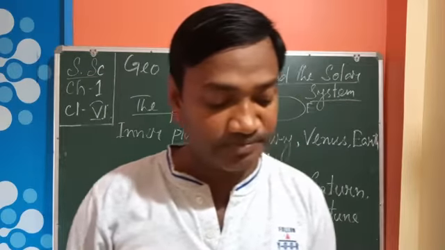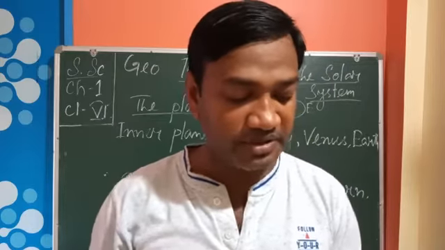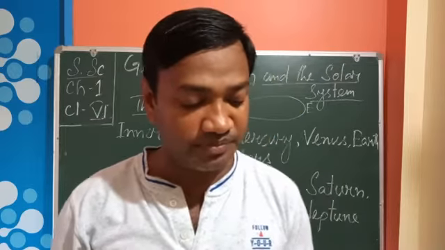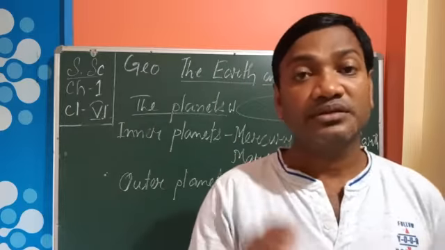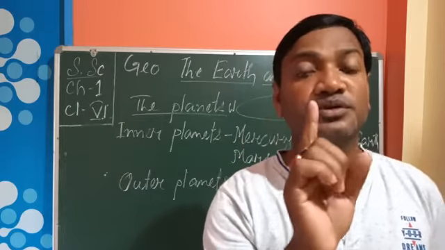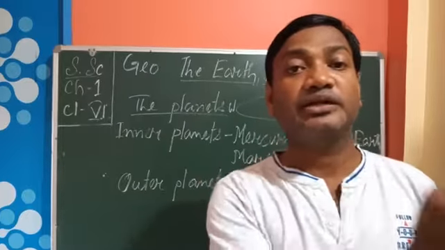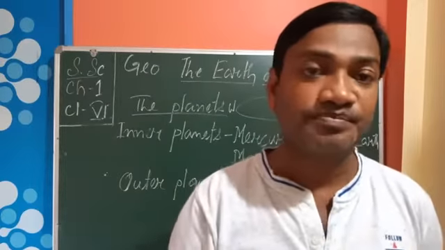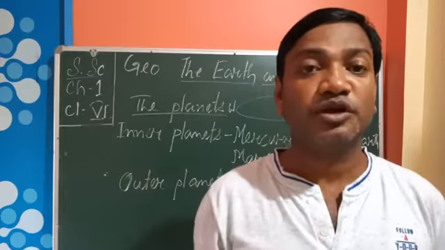Earth takes a different time to complete one revolution around the sun and one rotation on its axis. That means the Earth takes one time when it moves on its axis, and when it revolves around the sun, it takes another time. So the time is not the same.